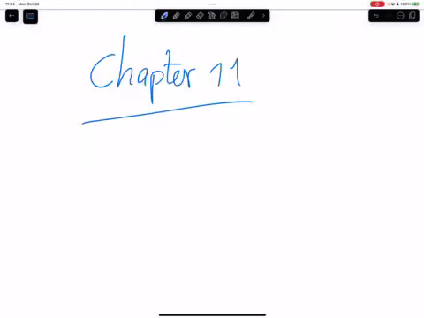Real quick on chapter 11, because chapter 11 you will breathe chapter 11, and it's for your SBA as well. So you have to know chapter 11 by heart in order to make the SBA, and you need to understand what is happening.